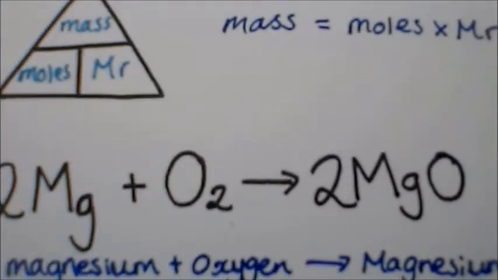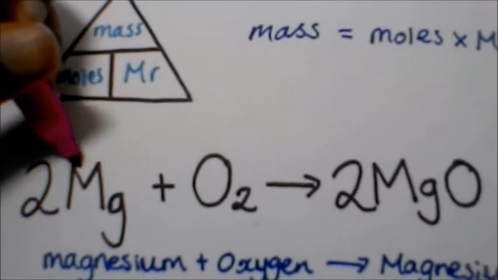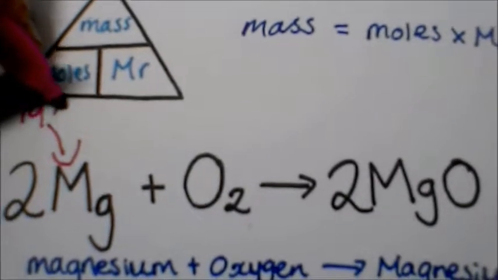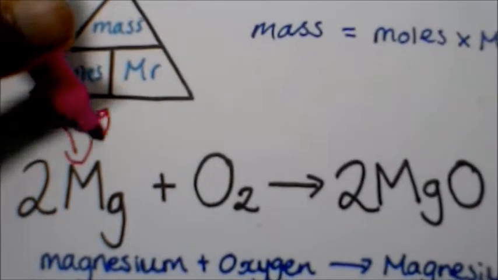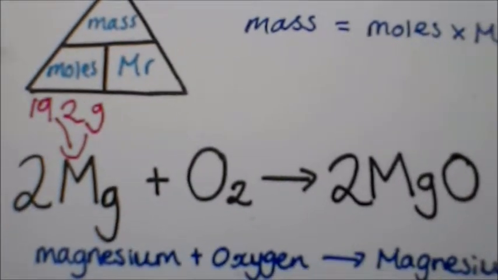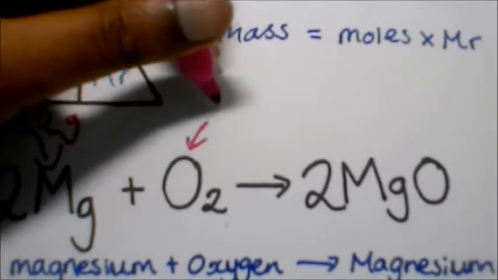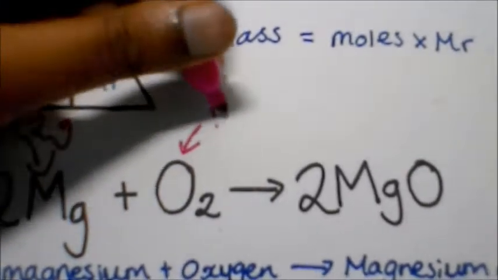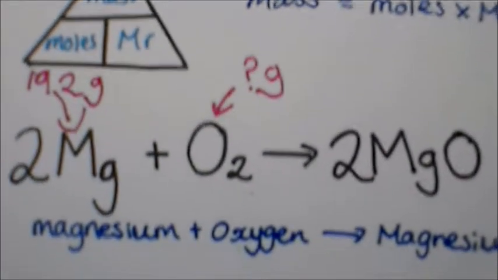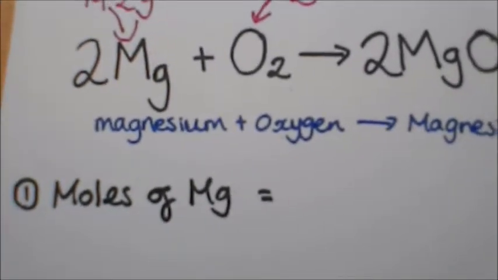The question says that there is 192 grams of magnesium, and we need to find out how many grams there are in oxygen. I always like putting a little question mark so that I know what I'm trying to work out. The first step is to work out the moles of magnesium.